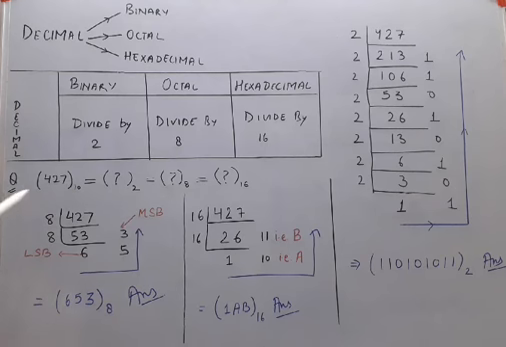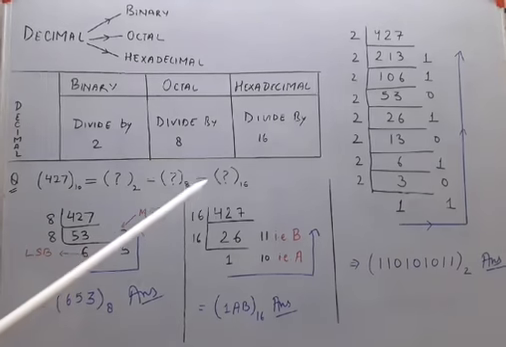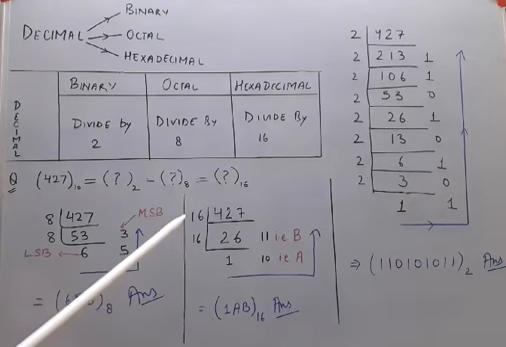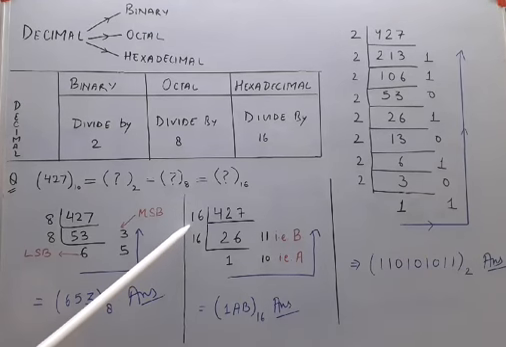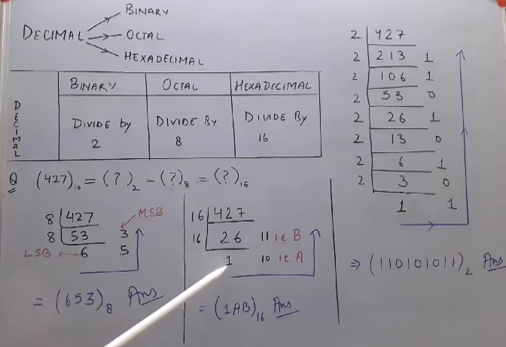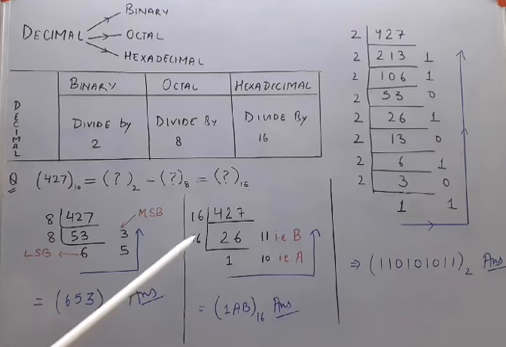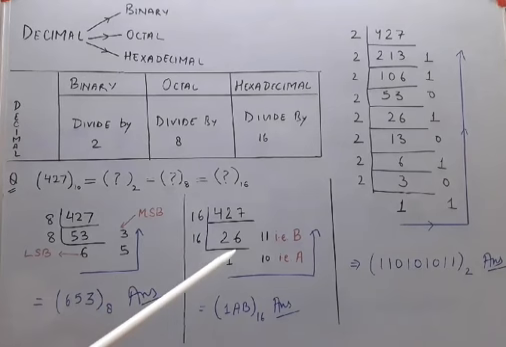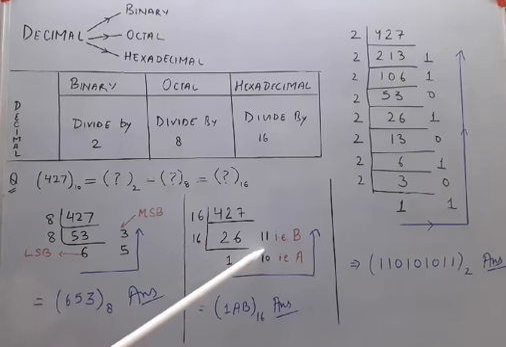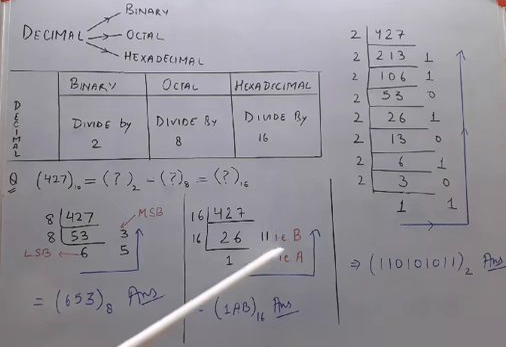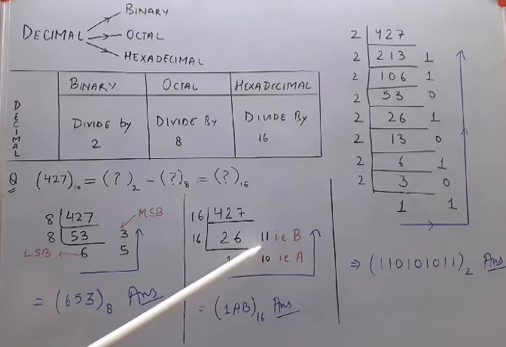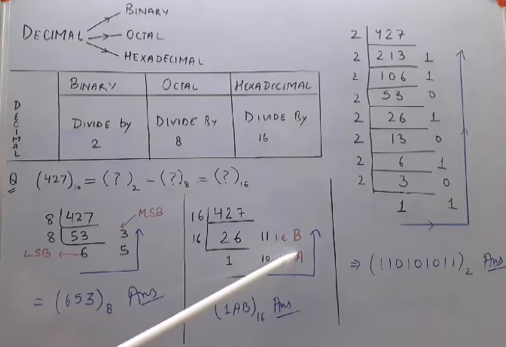Now in the same way, see the conversion of 427 into hexadecimal. For that we divide the number by 16 and keep on repeating the process till my quotient becomes smaller than the previous divisor. So see, 16 into 26 is done and the remainder is 11. But you know that in case of hexadecimal, 11 is represented by B. So instead of writing 11 in the answer, you will write B.